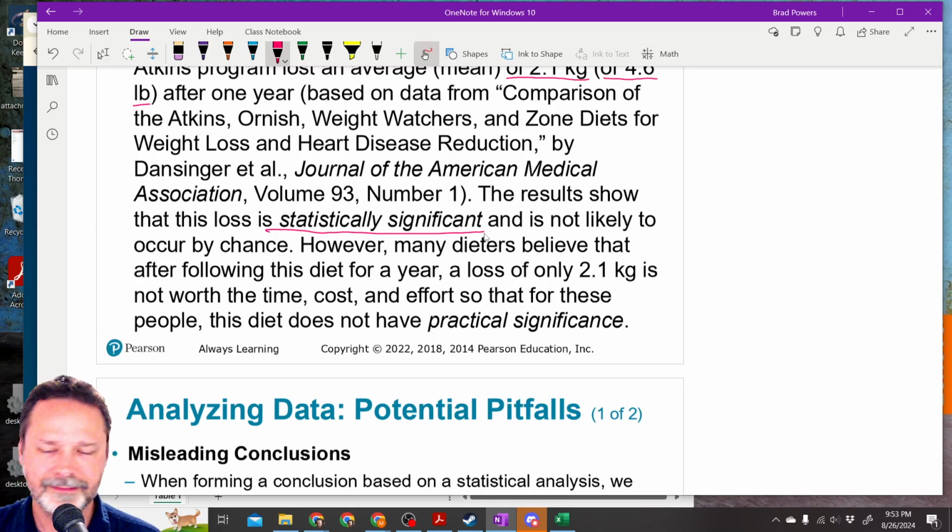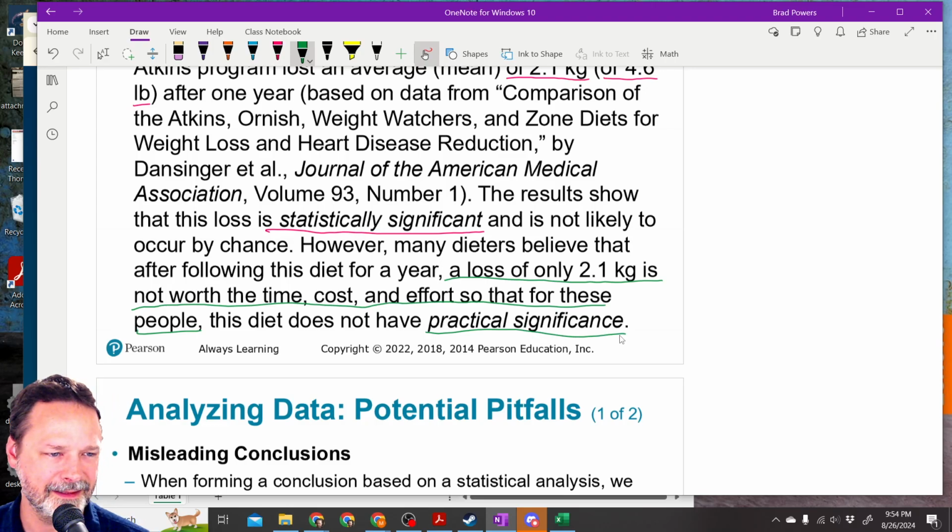But everybody's thinking it, like 5 pounds after a year, maybe there's something better, right? However, many dieters believe that after following this diet for a year, a loss of only 2.1 kilograms is not worth the time, cost, and effort. So for these people, this diet does not have practical significance. It's not practical. It doesn't make sense. Why am I going to bother with it for 5 pounds?